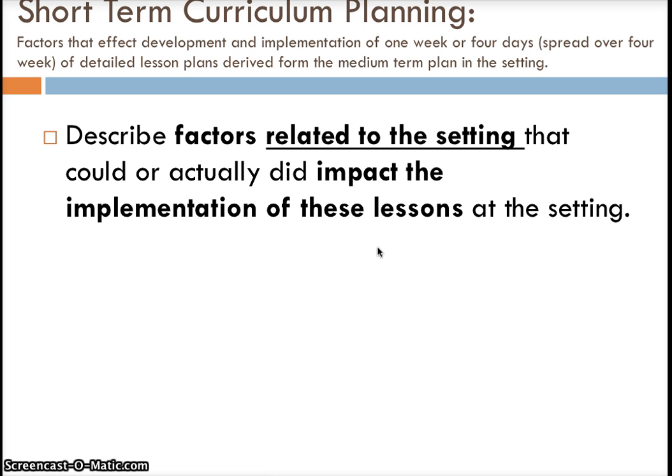Why was it that you didn't manage to deliver all of these lessons as successfully as you would want to? This is the kind of thing we want you to put here. There could be many reasons. Maybe you were successful in implementing all of the lessons, in which case there was no real impact on your lessons, but what factors could have impacted your implementation if none of them actually did?